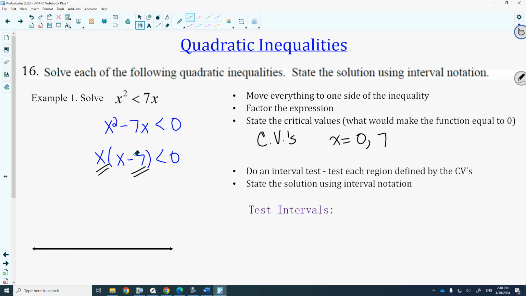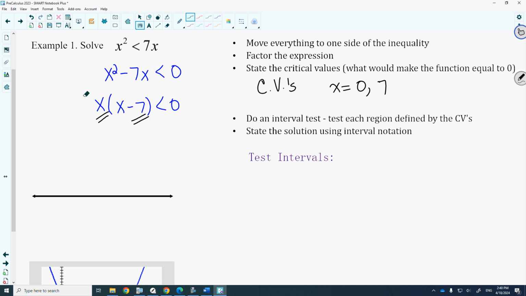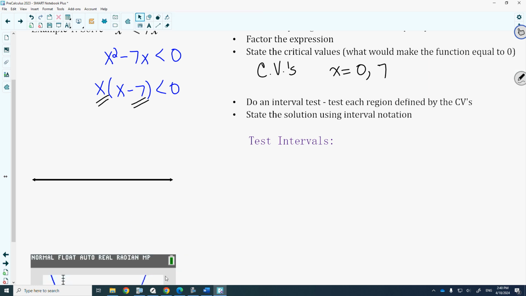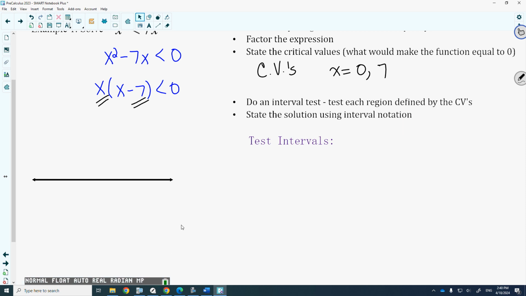Then we're going to put these critical values on a number line. So I'm going to put 0 and 7 on a number line. I'll show you this after. Okay, so I've got 0 and I've got 7. Now, this is not equal to, so that means I'm going to have an open circle at 0 and an open circle at 7. If it had equal to, I would close my circle.